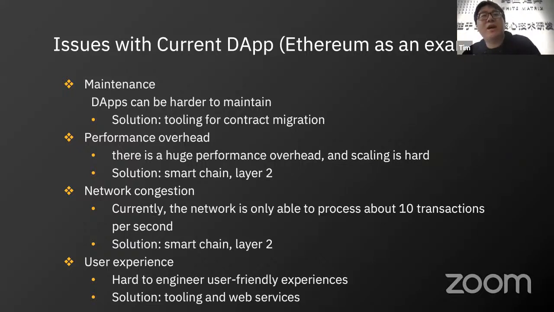Also there's performance overhead. There's huge performance overhead and scaling is hard because every transaction needs to be validated by a number of different nodes. One solution is what Binance did with the Smart Chain. There are also potential solutions like layer 2, which is currently being developed. Network congestion is a similar situation.